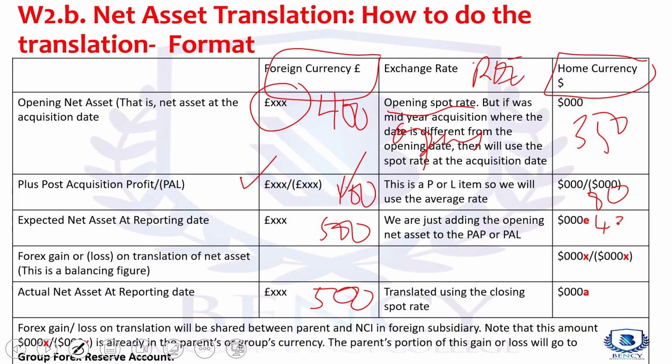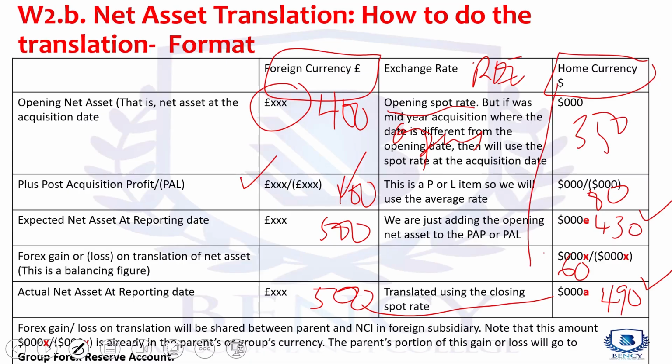Yeah, 430. So assuming we translate this closing net asset using the closing rate, and let's say we get 490, because you can see that the expected is 430 and the actual is 490. Because it's an asset, is it a gain or a loss? It's a gain, because obviously we are expecting 430 and we get 490. That means there's a gain in the translation of assets by 60.